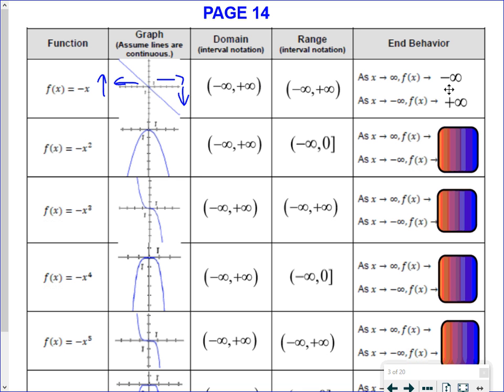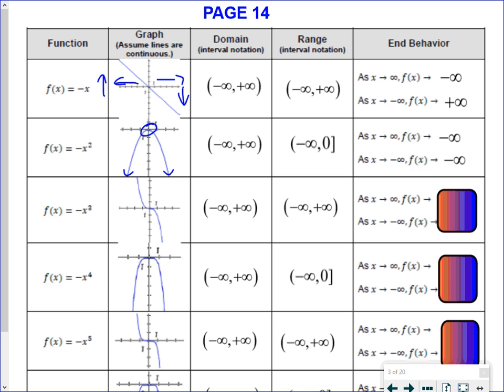For f of x equals negative x squared, it's just a reflection over the x-axis. So the domain stays the same. It's still going to be all real numbers, but the range is going to change. Since that 0 that was the minimum is now the maximum, we can see that the graph is going from negative infinity to 0 for the range, including that 0. And just like before, the end behaviors are going to flip. There's going to be the opposite of what it was on the previous slide.